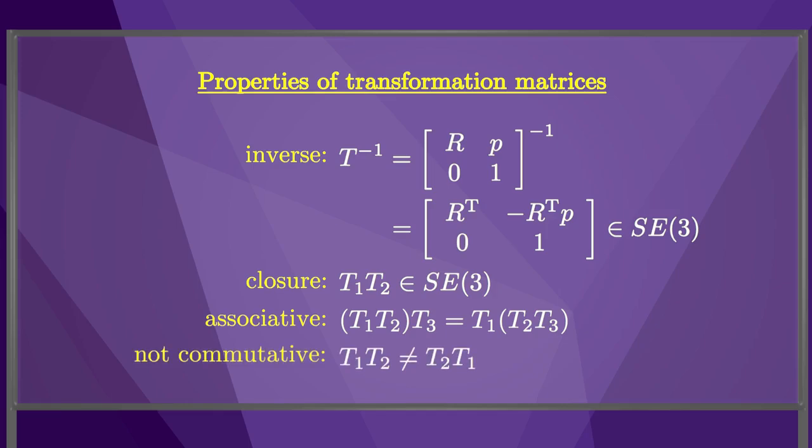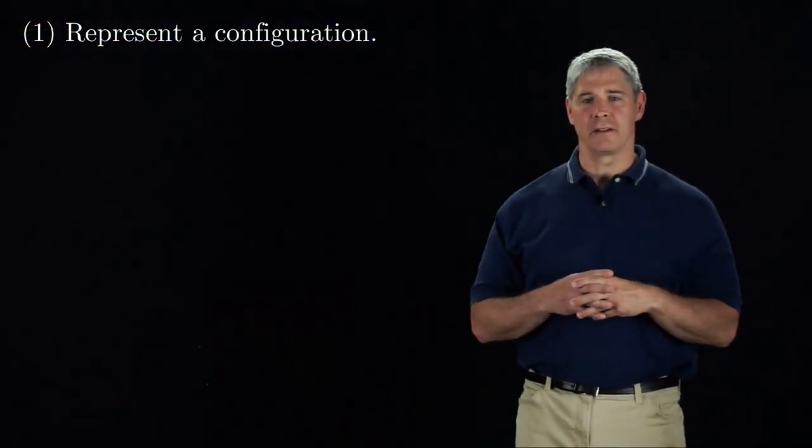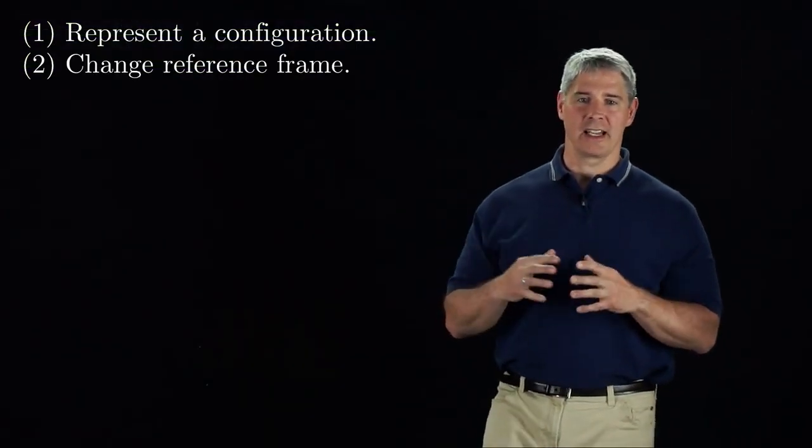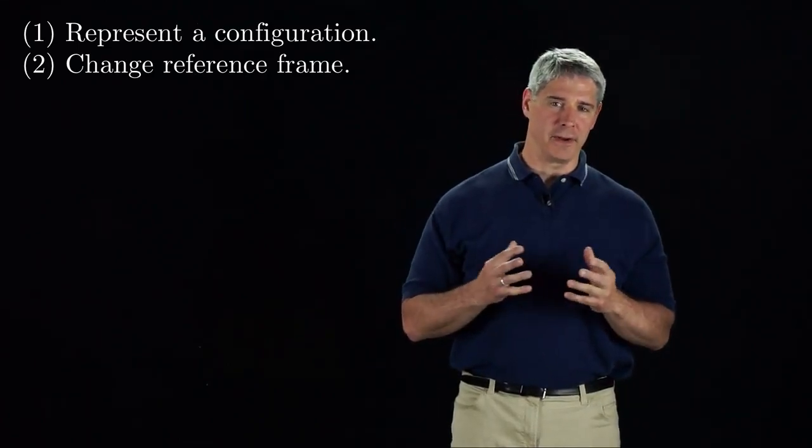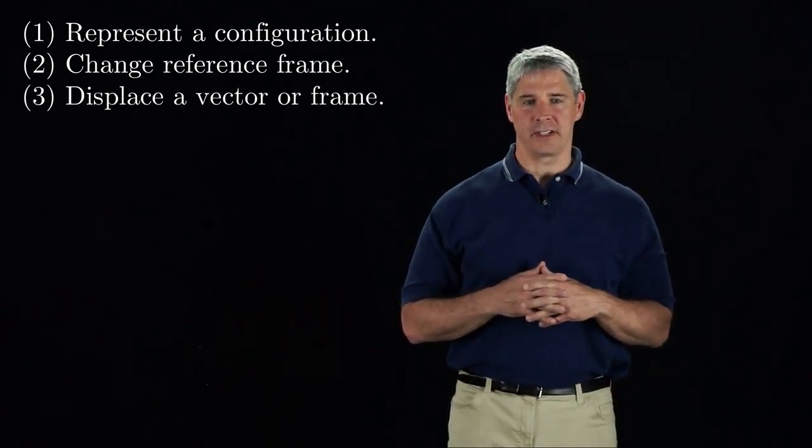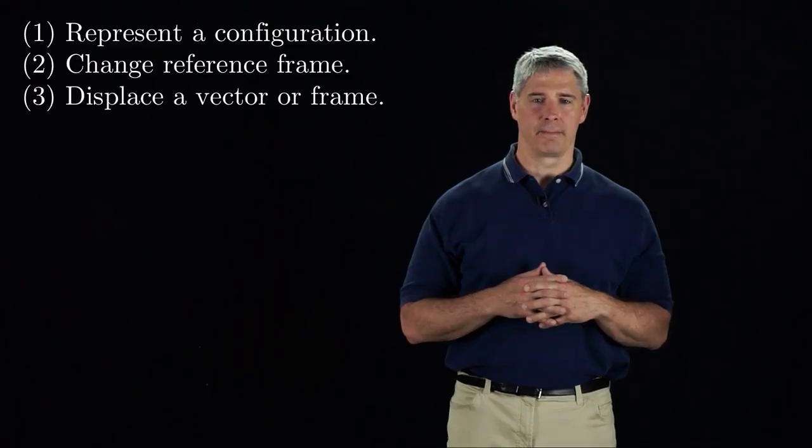Also analogous to rotation matrices, transformation matrices have three common uses. The first is to represent a rigid body configuration. The second is to change the frame of reference of a vector or a frame. The third is to displace a vector or a frame.